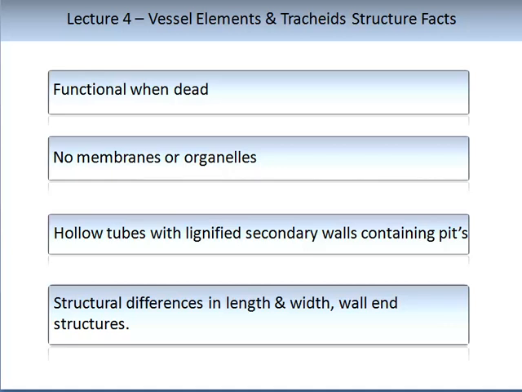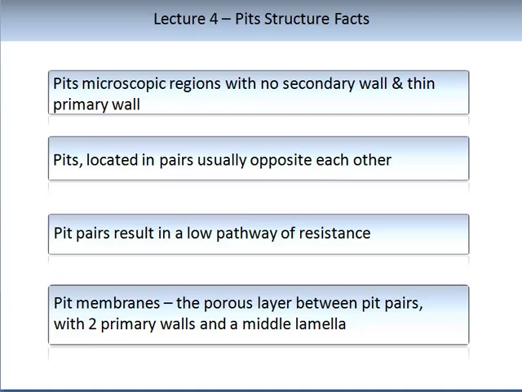They can be thought of as hollow tubes with lignified secondary walls that contain structures called pits. They have structural differences in their length and their width, and the composition of the wall end structures. Pits are microscopic regions with no secondary wall and a thin primary wall, and this allows the movement of water and solutes through them. Pits are located in pit pairs, and these pairs are usually opposite one another.